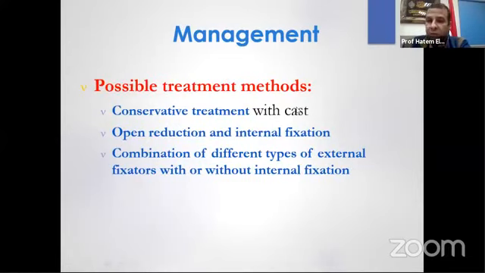Possible treatment methods. Conservative treatment with cast, open reduction and internal fixation, and different types of external fixation with or without internal fixation.